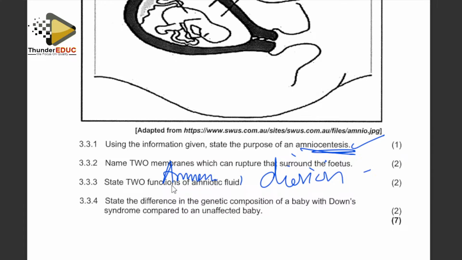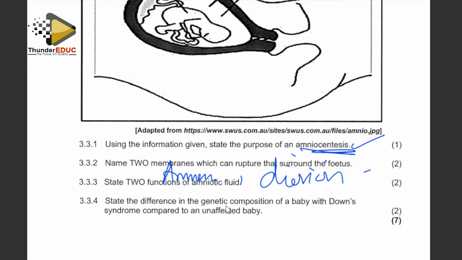We got the next part. State 2 functions of amniotic fluid. So here we talked about the shock absorber. It keeps the temperature almost constant. It allows free rotation of the baby or embryo.